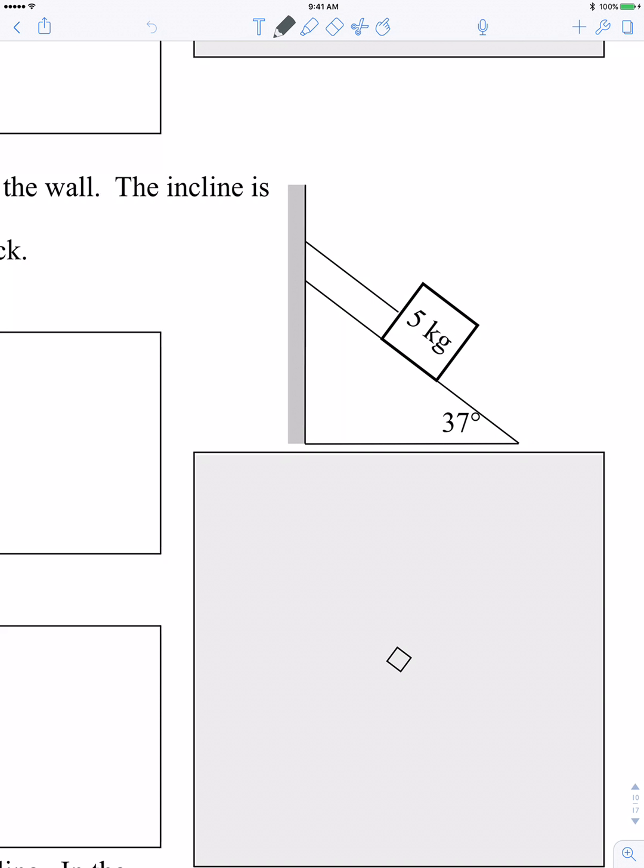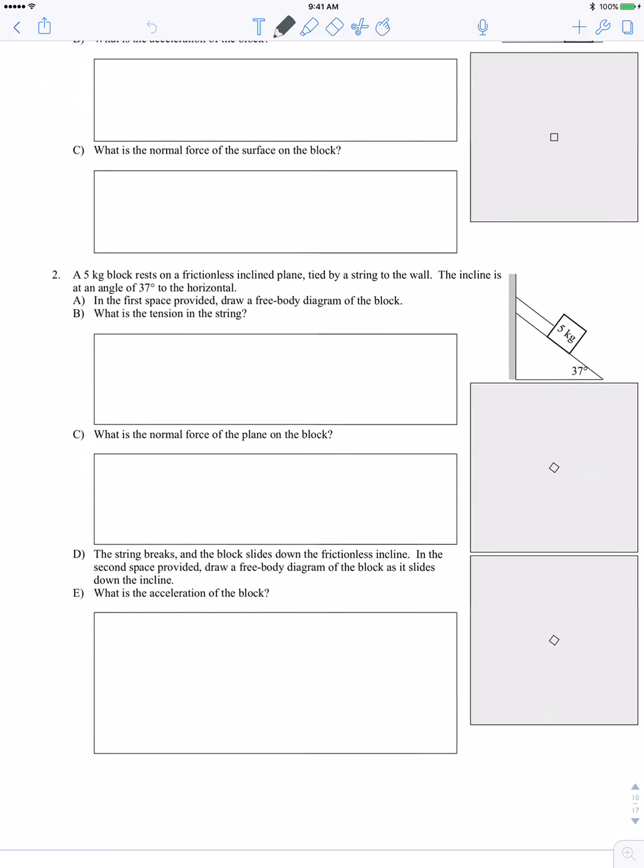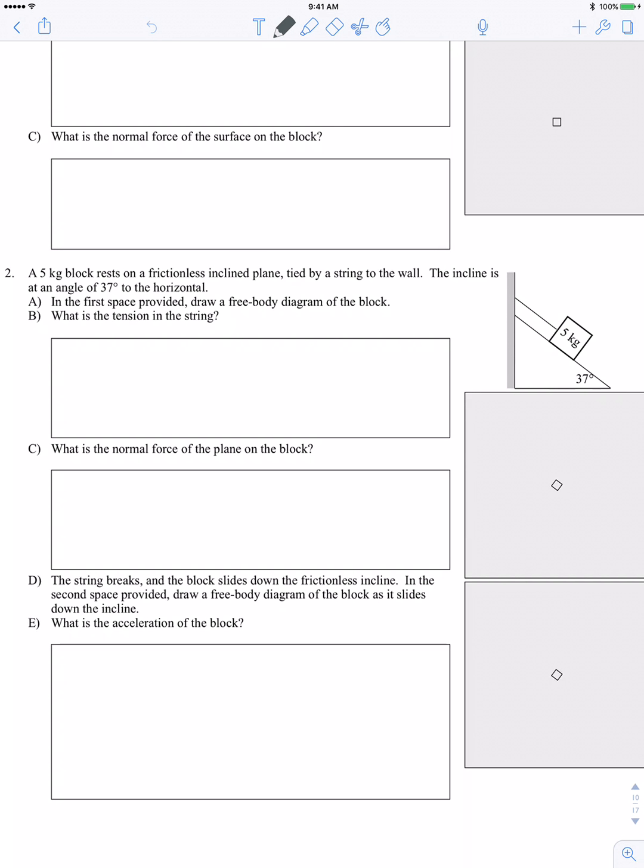Hi guys, so let's review the mass on the inclined plane problem that we did today in class, just because this is something that you will need to know for the weekend. Here it is on page 10 of your packet. A 5 kilogram block rests on a frictionless inclined plane, tied by a string to the wall. The incline is at an angle of 37 degrees to the horizontal. Draw a free body diagram of the block.